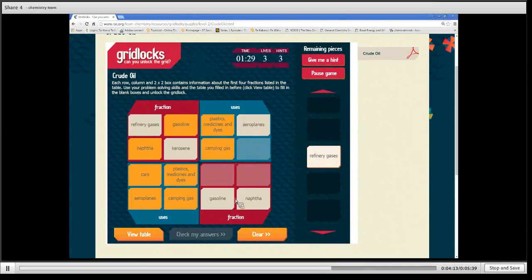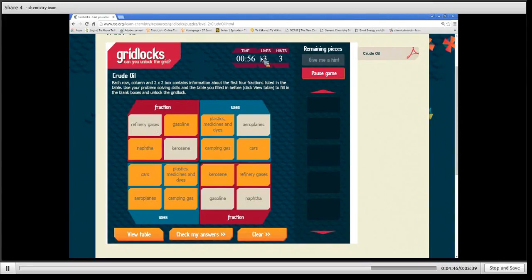So the missing bit over here is the fraction relating to aeroplanes, so that is kerosene, and so you would look for kerosene and hopefully we'll find it there. There it is. So the missing bit, well, cars would fit in over here, and this would be the last missing bit, and there's the refining. So all 4 columns and all 4 rows have all the 4 different fractions.